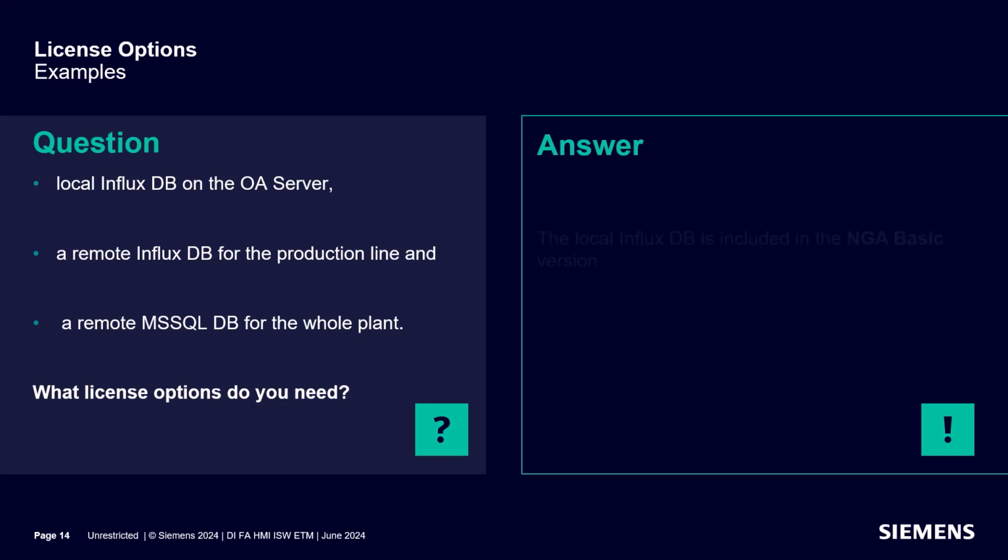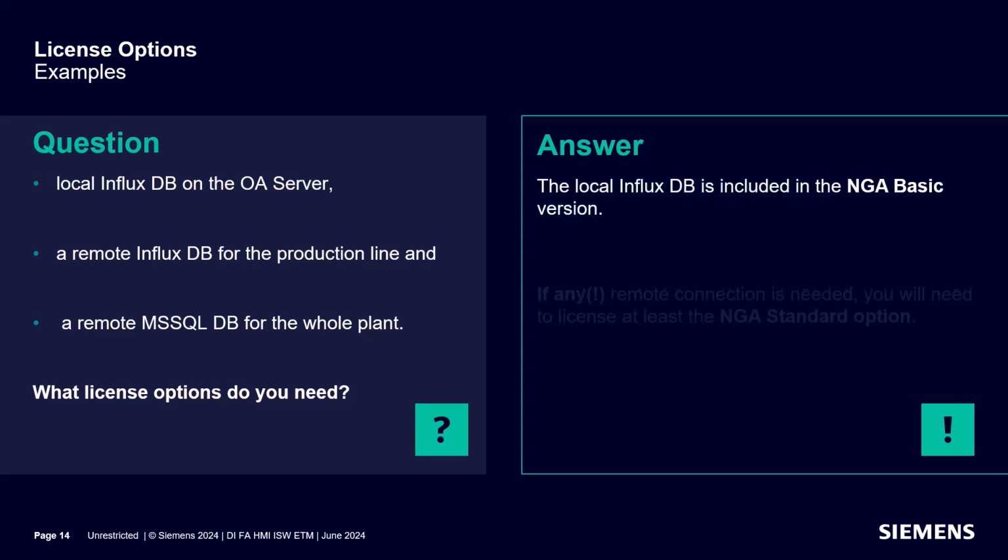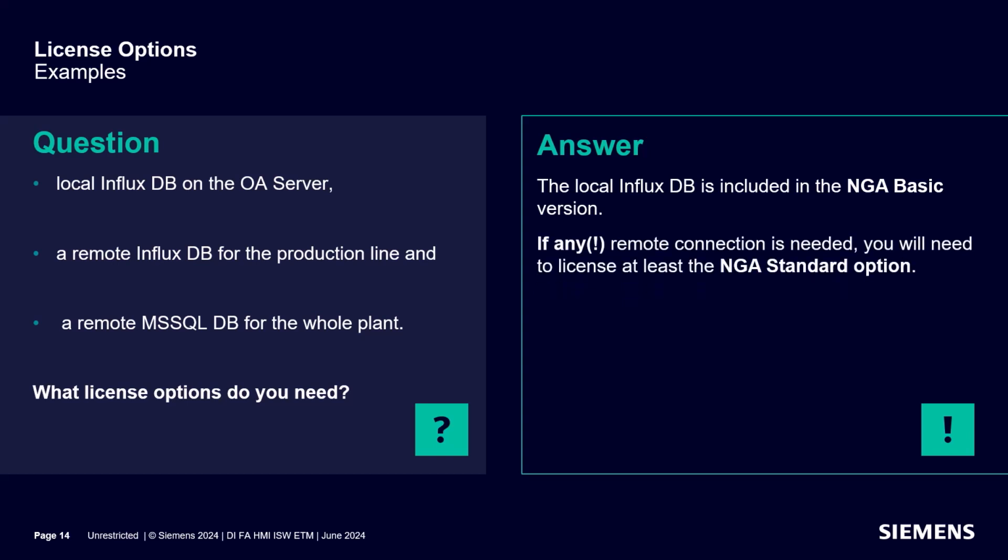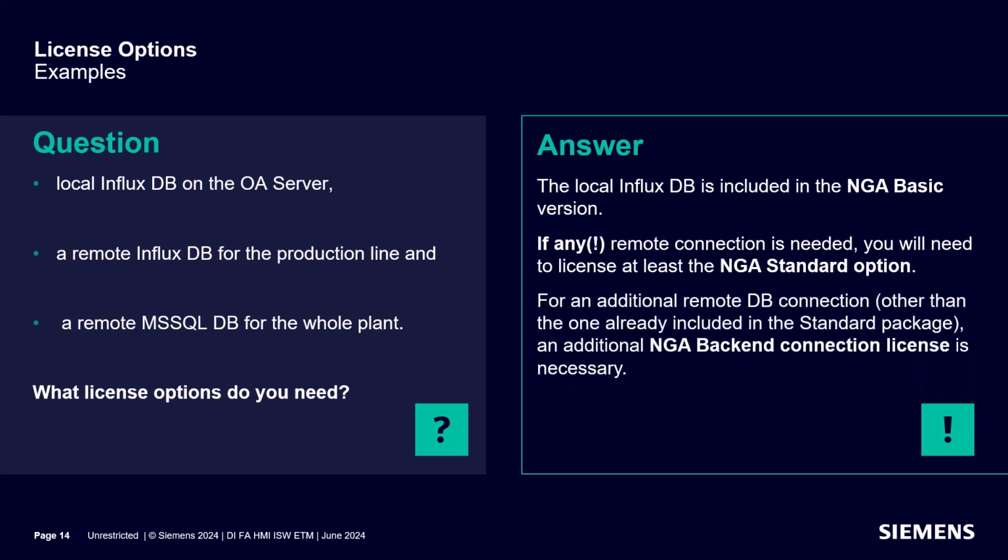Here is why. The local InfluxDB is included in the NGA basic version. But if any remote connection is needed, you will need to license at least the NGA standard option. In this example, this would be the InfluxDB for the production line. For an additional remote DB connection, other than the one already included in the standard package, an additional NGA backend connection license is necessary. In this example, this would be the remote MS SQL database for the whole plant.